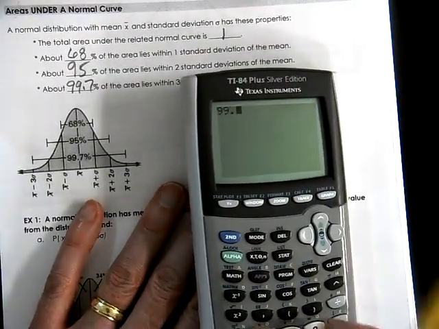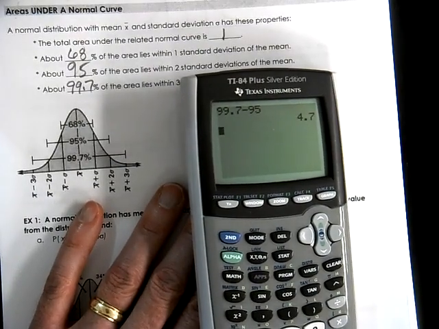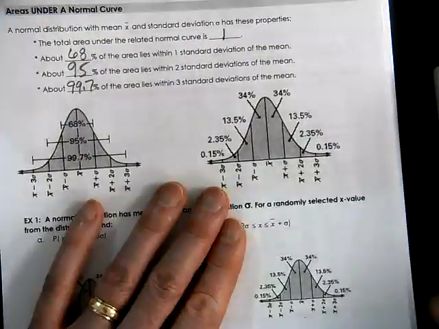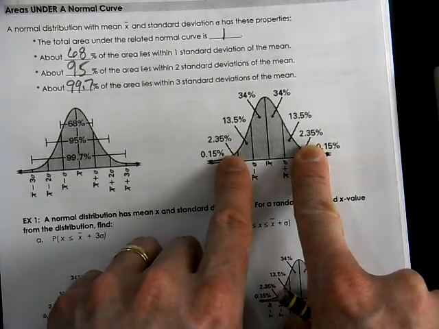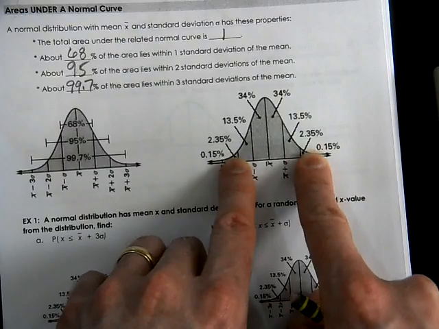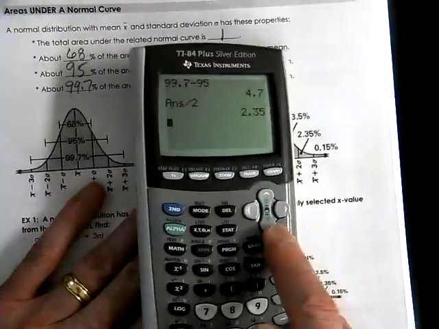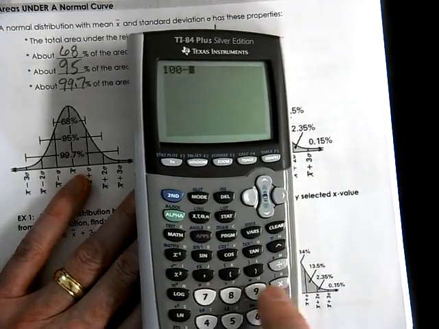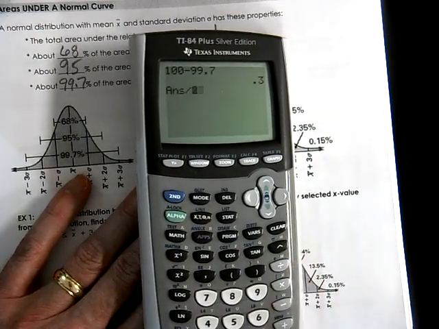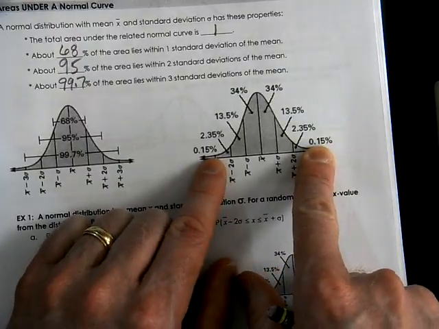If we take 99.7 and subtract out the 95 and cut that into 2 equal pieces, then we're going to have 2.35% of the data right here. And then the leftover amount, if you had 100% and you weren't looking at the 99.7 and you divided that into 2 equal amounts, that's where the 0.15 comes from.